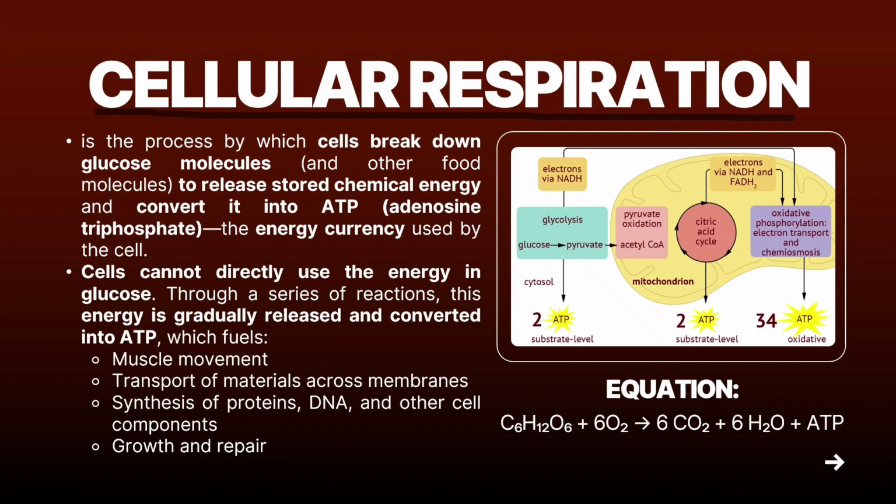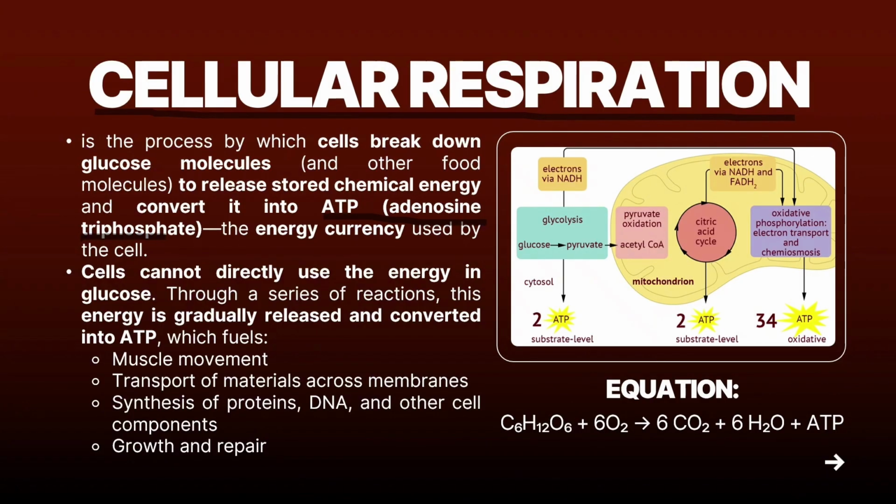When we say cellular respiration, it is how our cells make energy from the food that we eat, especially glucose, which is a type of sugar. Our cells cannot use glucose directly, so cellular respiration changes it into a form they can use, and that form is ATP, or adenosine triphosphate.